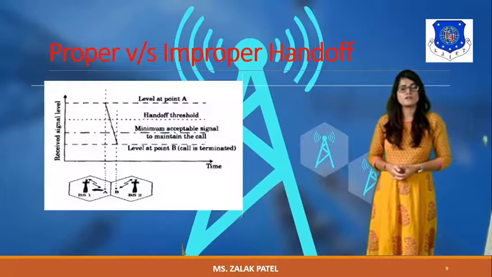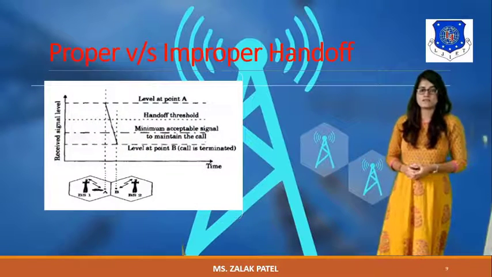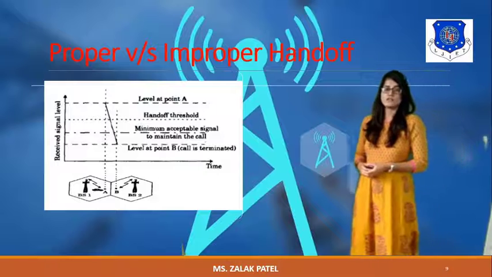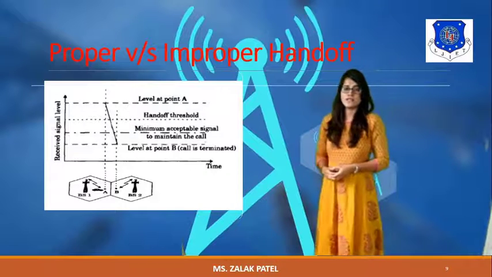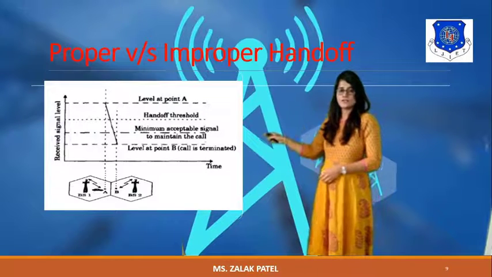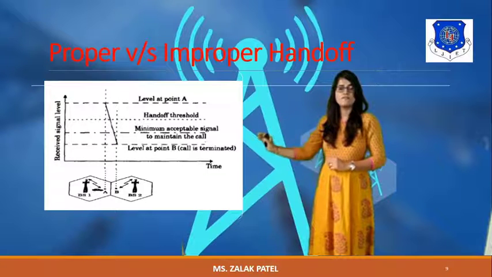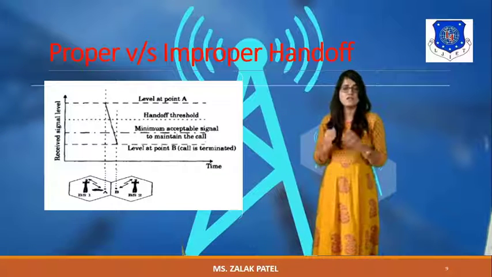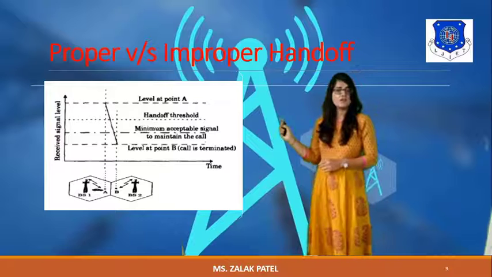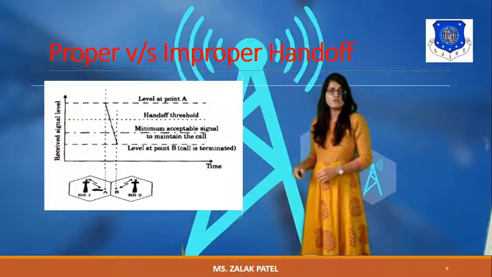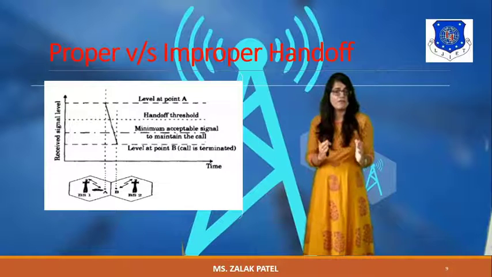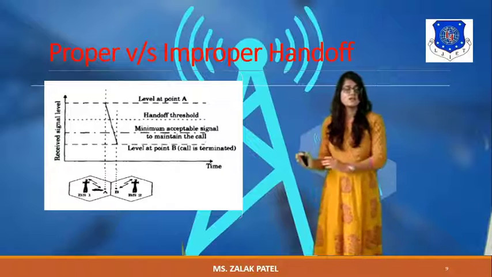So, different handoff strategies. First is proper versus improper handoff. In the case of proper handoff, you can see that the signal strength is divided with respect to time. The graph is a signal strength versus time graph, and you can note that the base stations are divided into one base station and another base station.